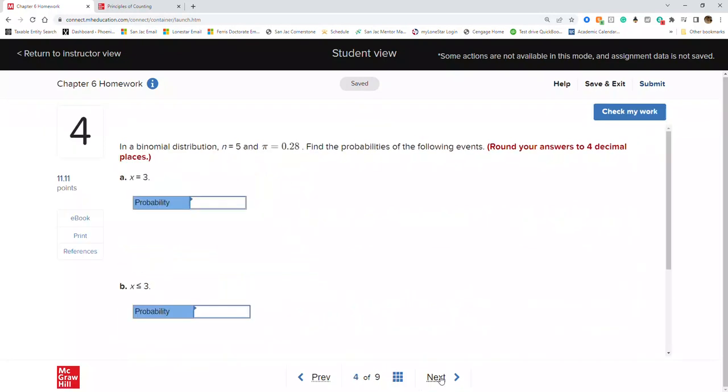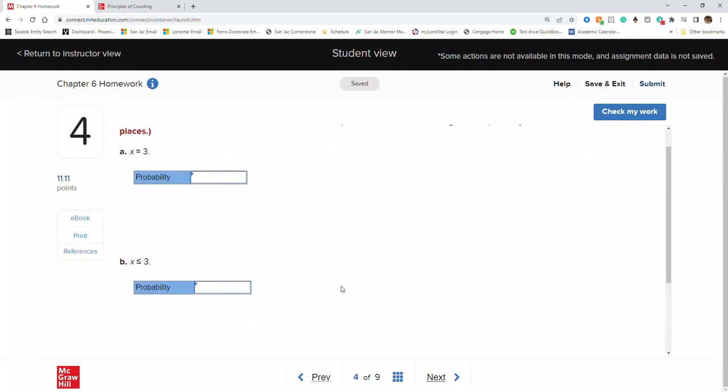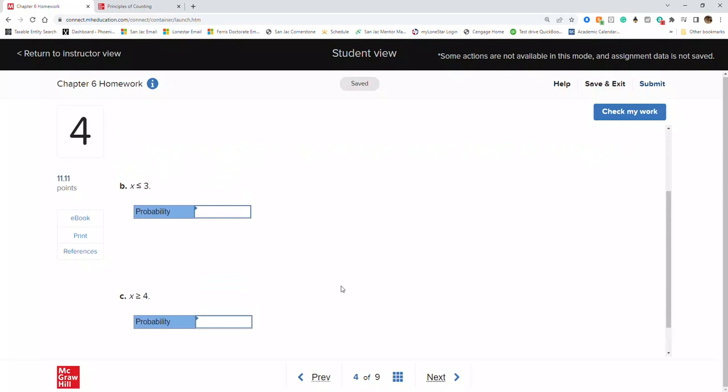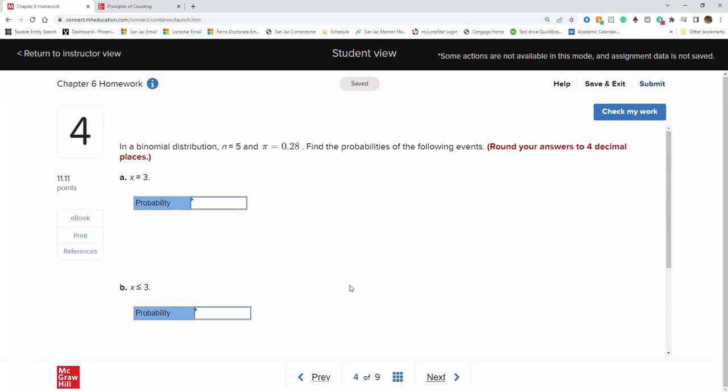Question 4. In a binomial distribution, n is 5 and pi, which is our percentage, equals 0.28. Find the probabilities of the following events. We have x equals 3, x is less than or equal to 3, and x is greater than or equal to 4.